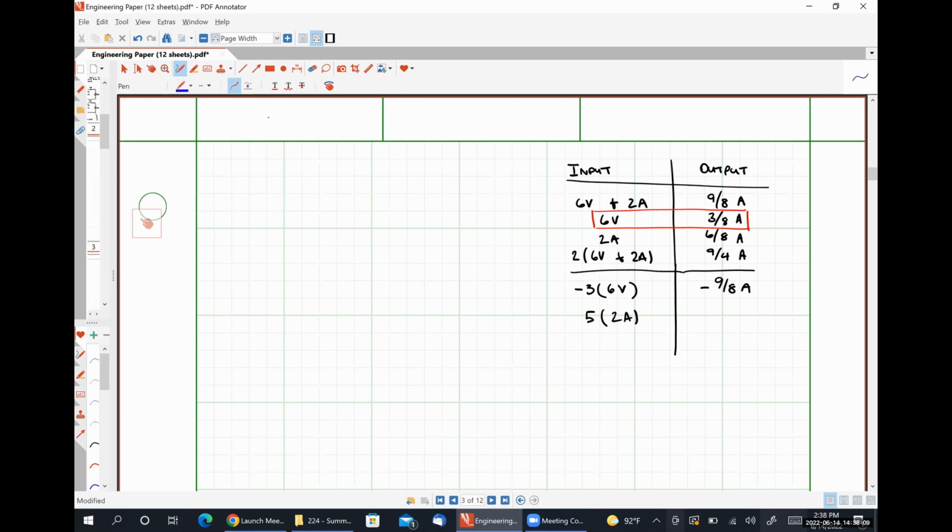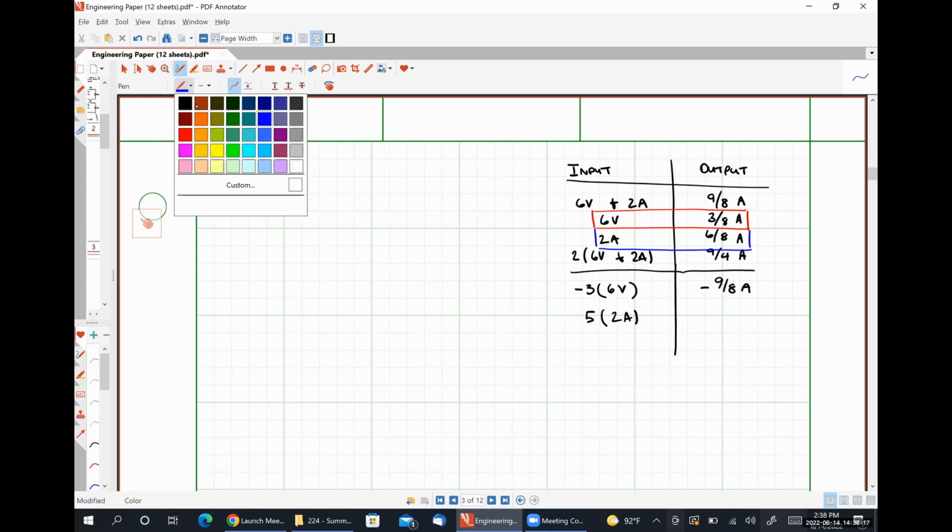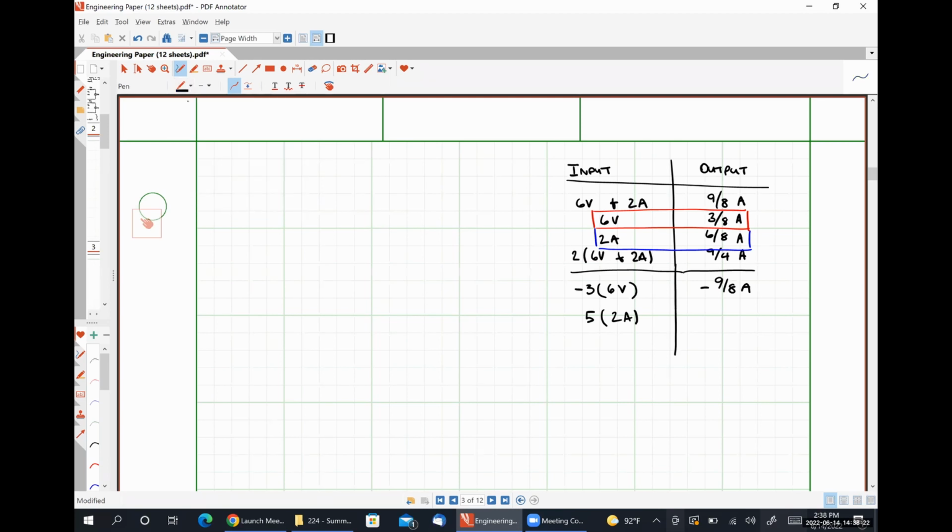Now what if I scaled my 2-amp current source by a factor of +5? Well, looking at our table, I would simply scale that 6/8 of an amp output by a factor of +5 as well. 6/8 times 5 is 30/8.